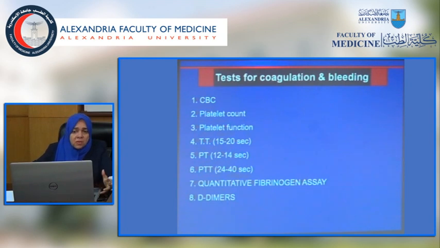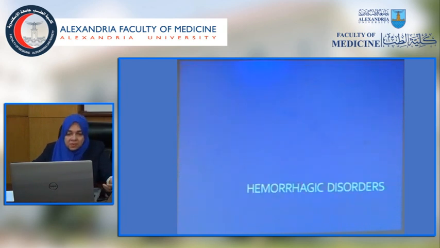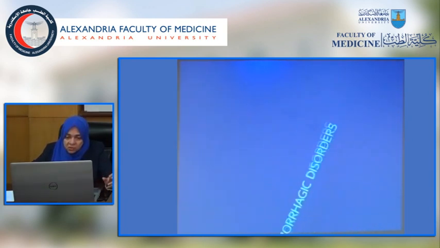How to test for coagulation and bleeding? We will start with a CBC to assess the platelet count. We will assess the platelet function, thrombin time, prothrombin time, PTT, quantitative fibrinogen assay, and D-dimers. Now, I will discuss some hemorrhagic disorders, the most important hemorrhagic disorders in children.